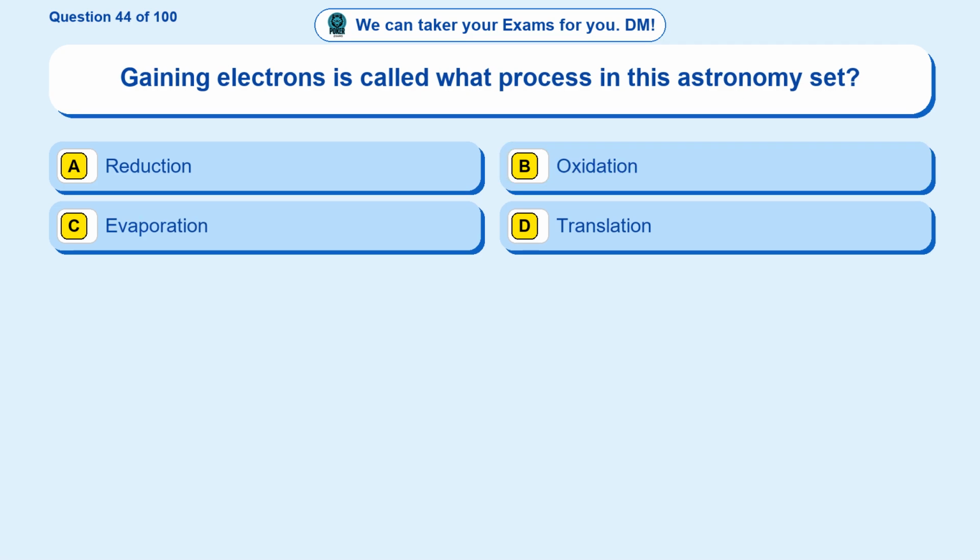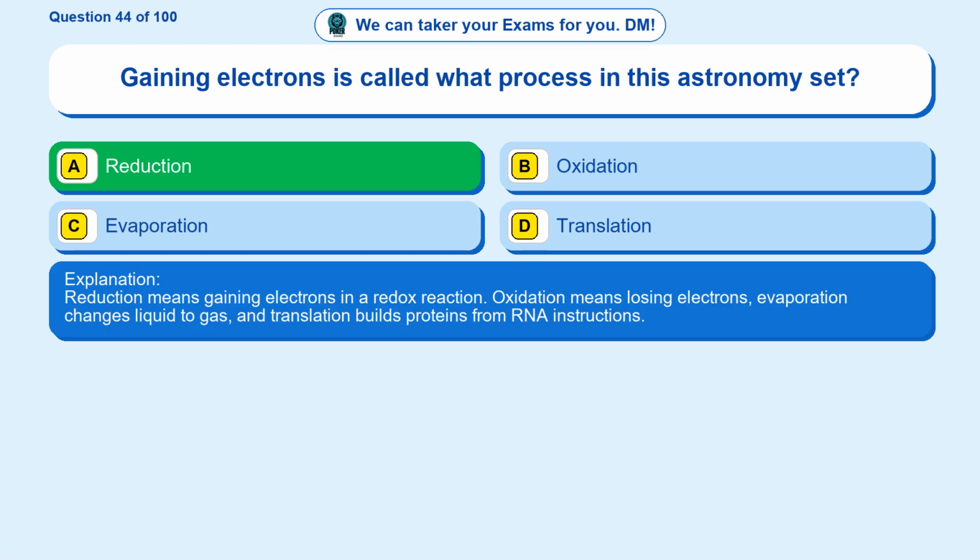Question 44. Gaining electrons is called what process in this astronomy set? Option A, reduction. Option B, oxidation. Option C, evaporation. Option D, translation. The correct answer is option A, reduction.